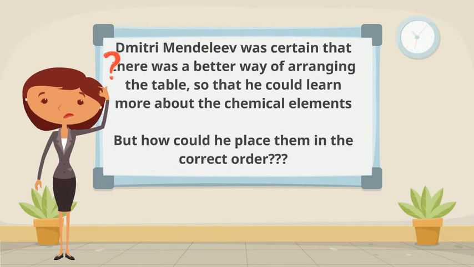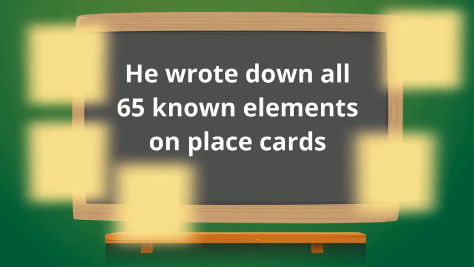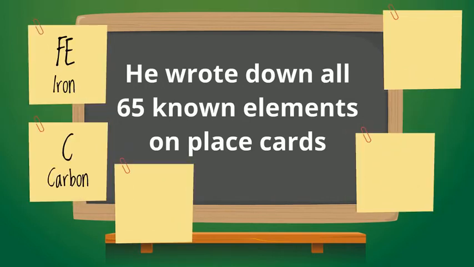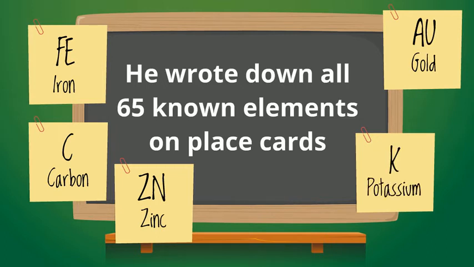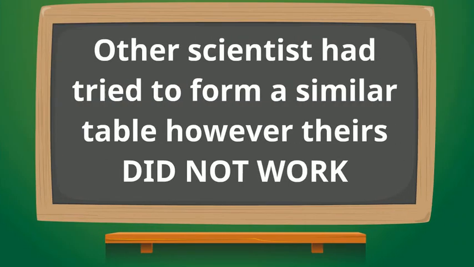Dmitri was certain that there was a better way to arrange the table so that he could learn more about the chemical elements. But how would he place them in the correct order? So he wrote down all 65 known elements on place cards, but it wasn't until he placed the atomic weight on the cards that he saw that there was a pattern, and this pattern was the way that the table would be formed. Other scientists had tried to form a similar table, however theirs did not work, and it was Dmitri that suggested the atomic weight of some elements was incorrect.